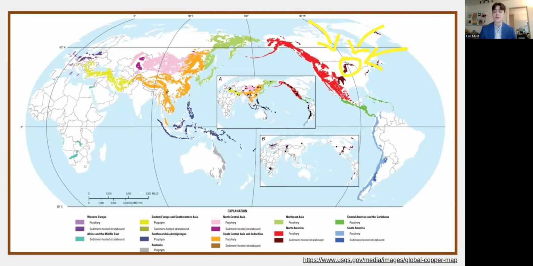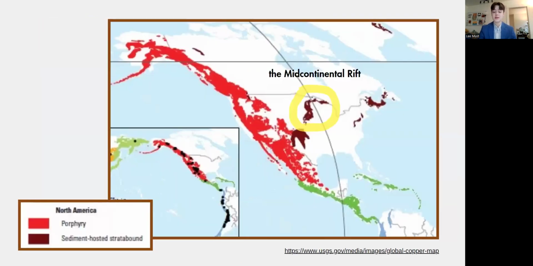And if you notice the yellow arrows pointing to the circle on the top right of the screen, let's zoom in there and learn more about Michigan's copper deposits. This is the Mid-Continental Rift System, and this is where copper in Michigan comes from. Compared to other copper deposits, the Mid-Continental Rift System is one of the smaller deposits in North America. But in the 19th century, it packed the biggest punch in the country.